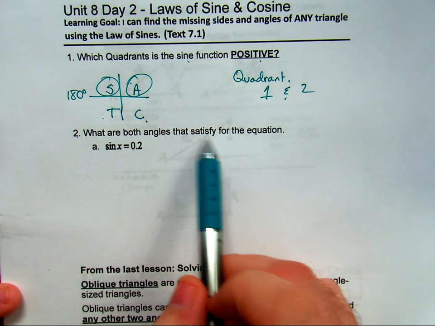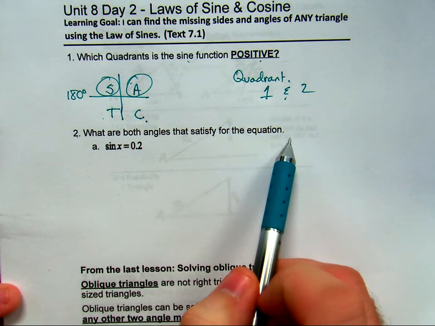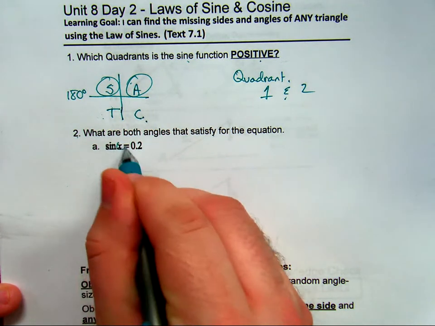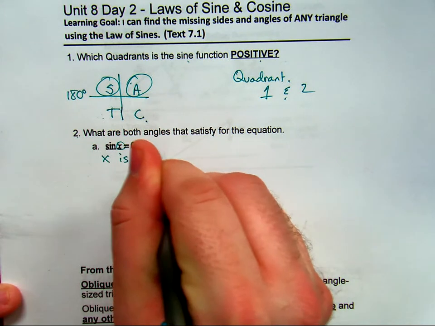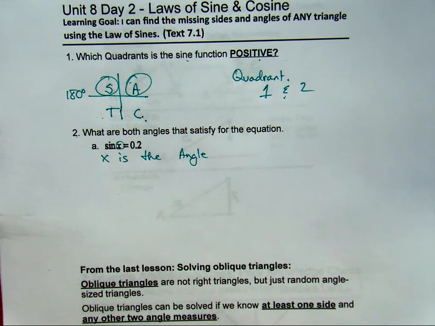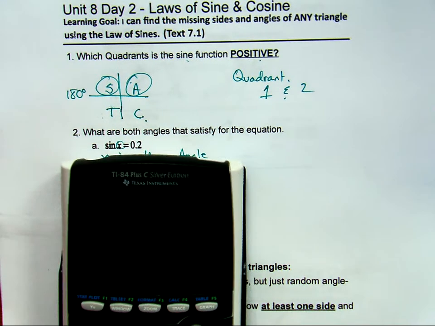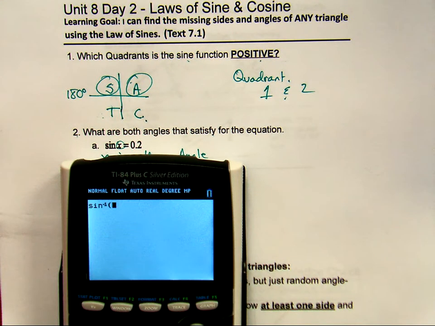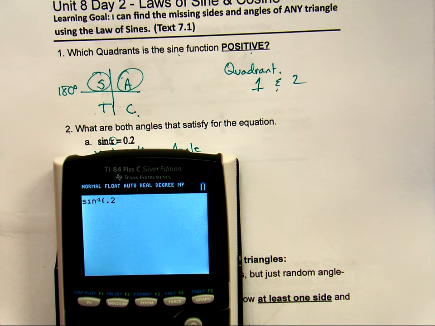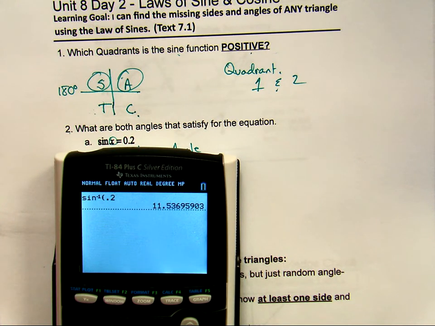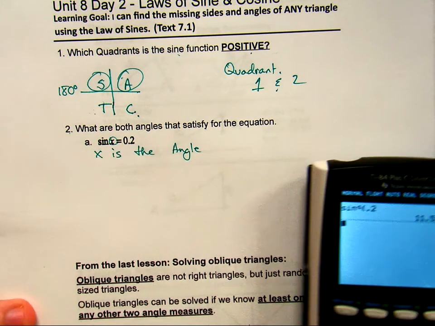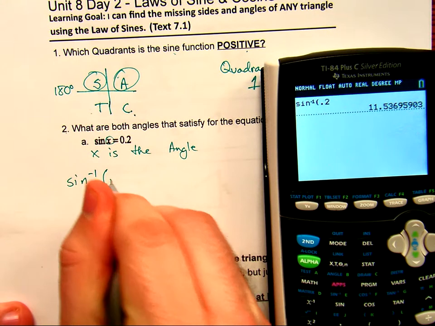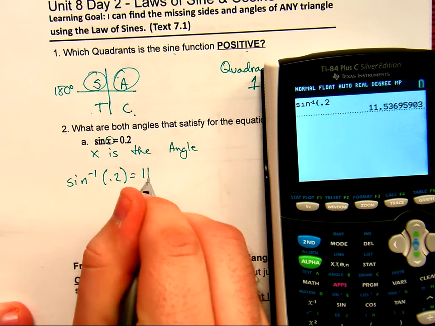Which takes us into question 2. What are both angles that satisfy the equation? So we've got sine of x equals 0.2, and we are looking for x, where x is the angle. Sure enough, if we break out our calculator and do inverse sine, make sure you're in degree mode, and you put in 0.2, you will get an angle measurement. That angle is 11.5 degrees. So the inverse sine of 0.2 is going to give us 11.5 degrees.